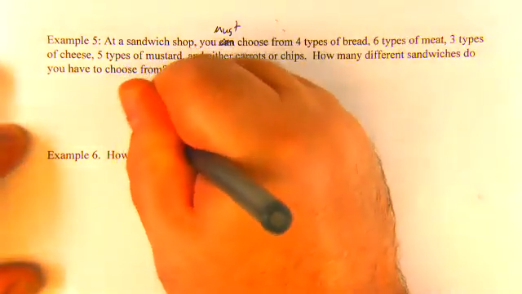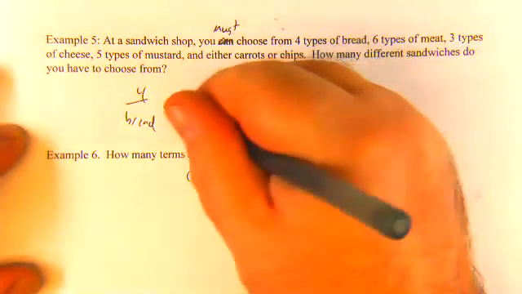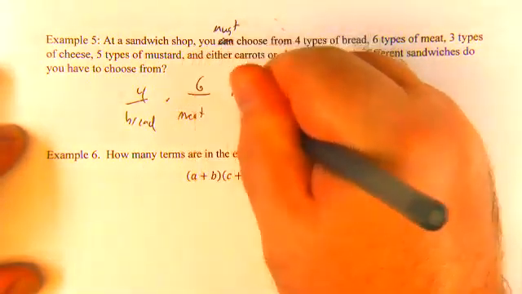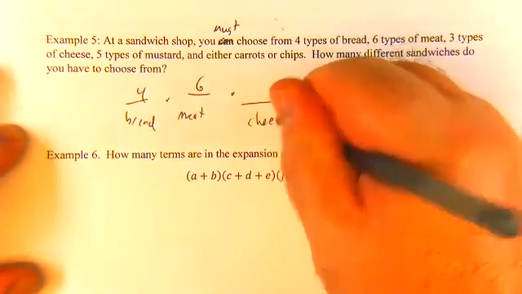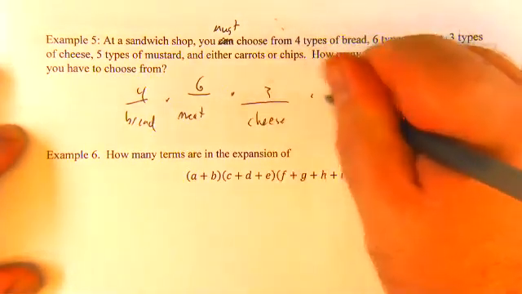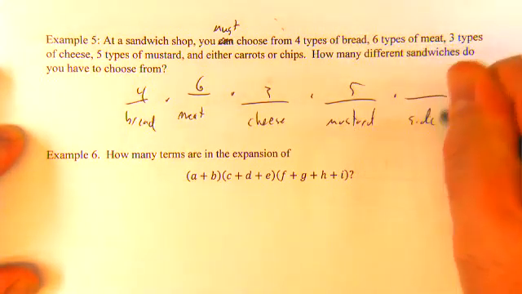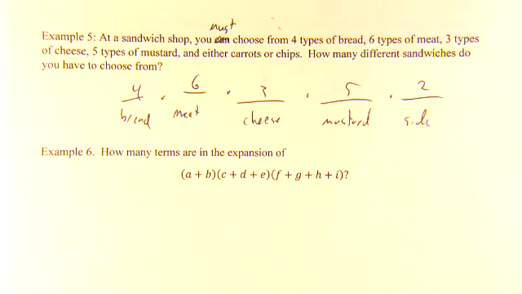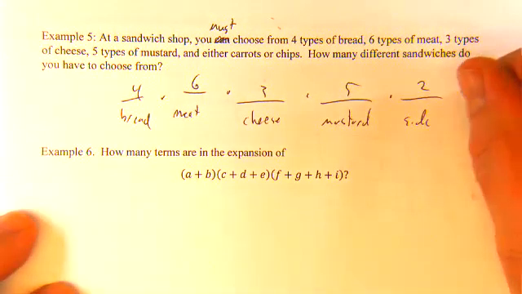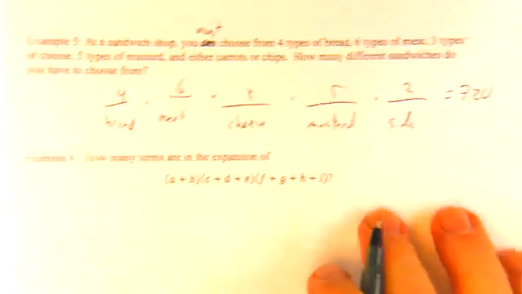So bread, you have 4 choices, meat, you have 6 choices, cheese, you have 3 choices, mustard, they like their mustard, so they have 4 choices, and a side, you have 2 choices. So you're making a sequence of choices. First you choose your bread, then the meat, then the cheese, then the mustard, then the side. So you're making 5 choices. There's a different number of choices at each one, but you just multiply them all together, and that will give you the total number of possibilities. So 720 possible sandwiches and sides.